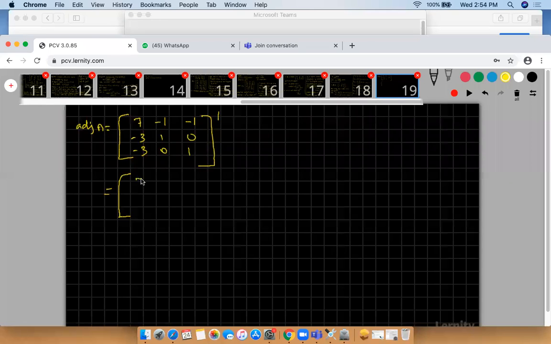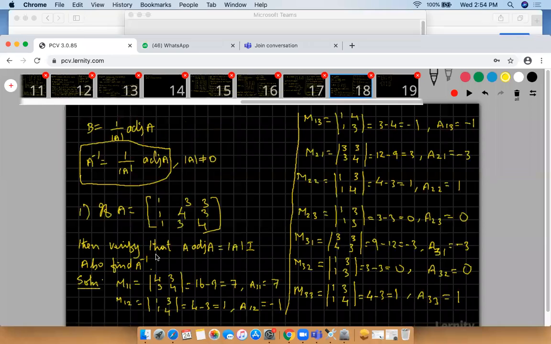So therefore this is 7, minus 1, minus 1, and this is minus 3, 1, 0, and this is minus 3, 0, 1. Okay. This is your adjoint of A. So now come to the question. What is the question? My question is A into adjoint of A is equal to determinant of A into I. Right. First of all, find A into adjoint of A. Also find the determinant of A.